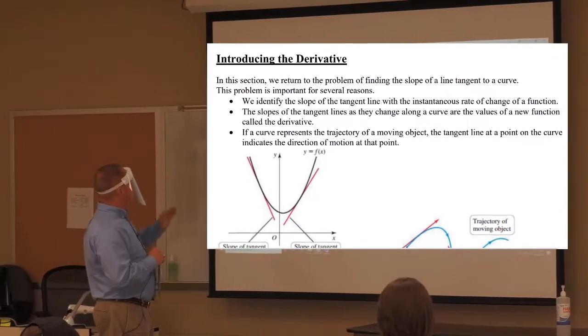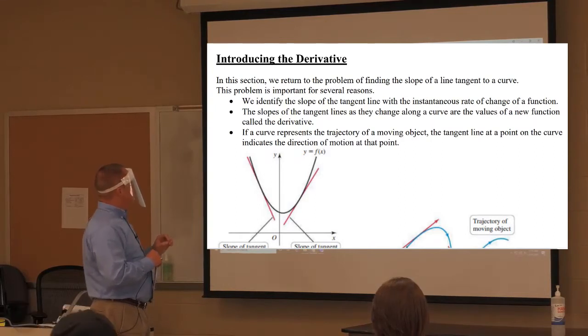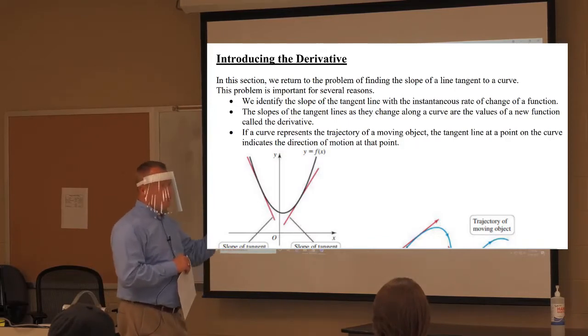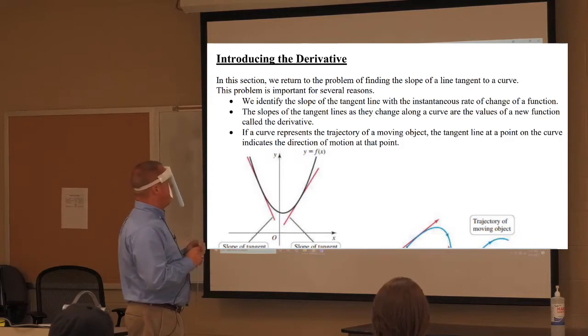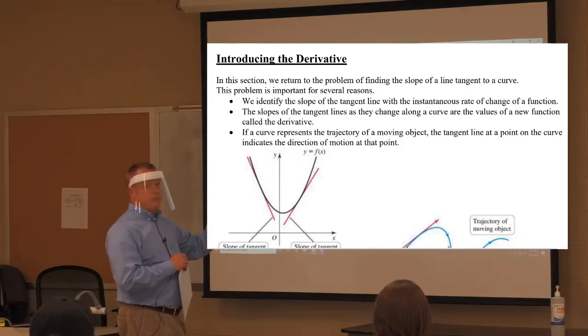In this section, we return to the problem of finding the slope of a line tangent to a curve. This problem is important for several reasons. One, we identify the slope of the tangent line with the instantaneous rate of change of a function. Remember before we talked about average rate of change and instantaneous rate of change. To do instantaneous rate of change, you've got to know the slope of that tangent line at a particular point.